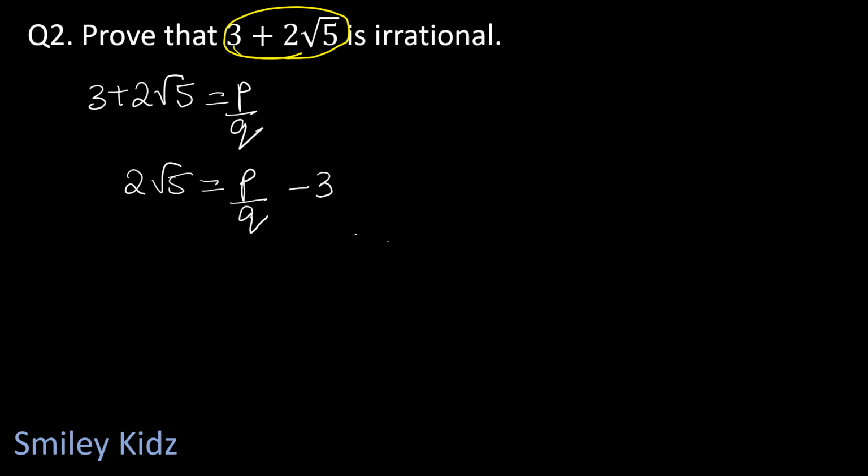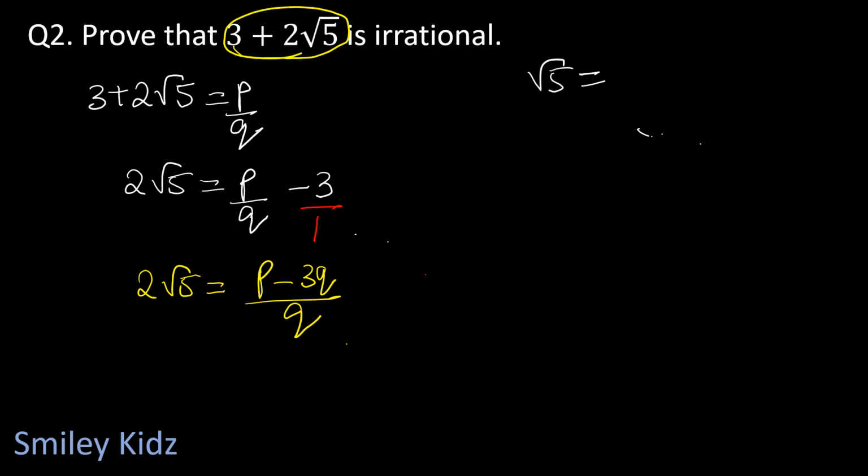Now I'm going to find out the LCM. So 2 root 5 is equal to P minus 3Q upon Q, since Q is the LCM of Q and 1. Now when I send this 2 to the other side, it becomes division, isn't it? It is in multiplication. When it goes to the other side, it turns out to be division. Now root 5 is equal to P minus 3Q upon 2Q, because 2 here has come to divide.